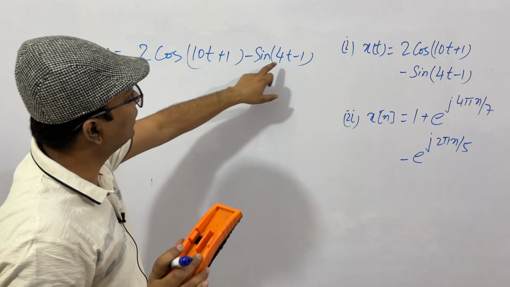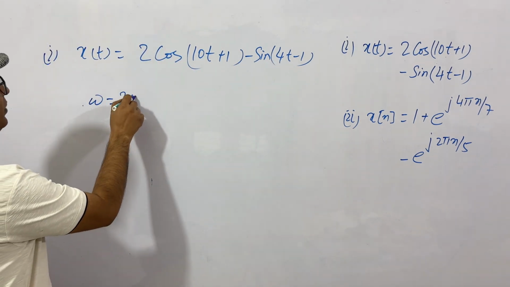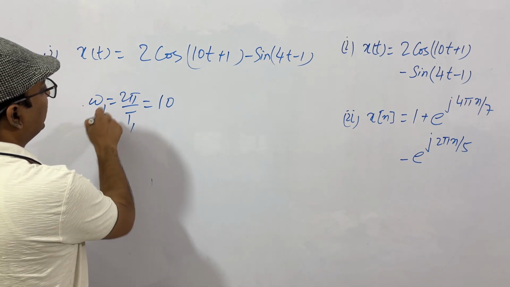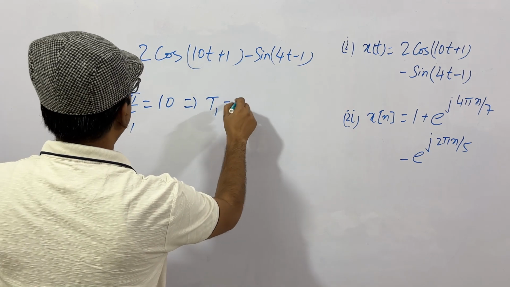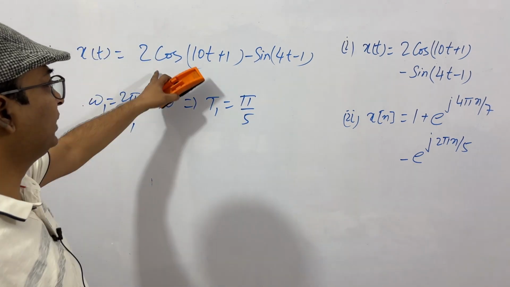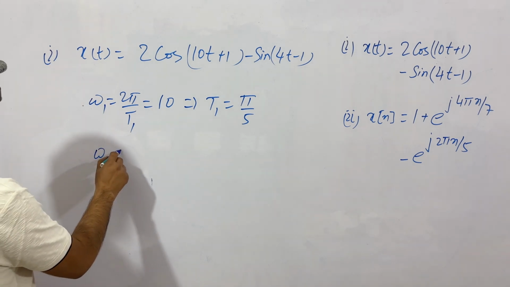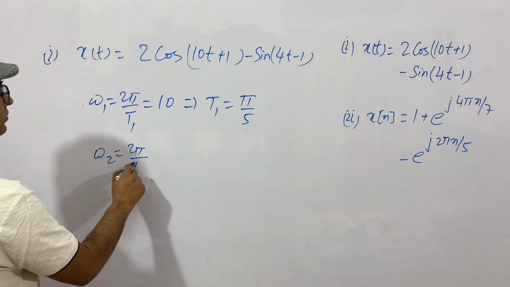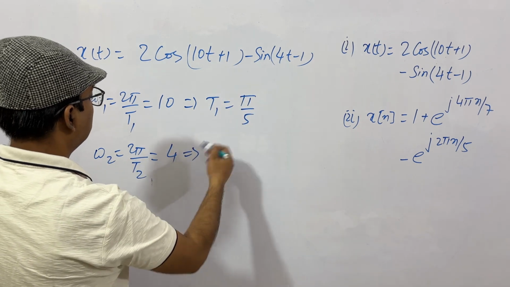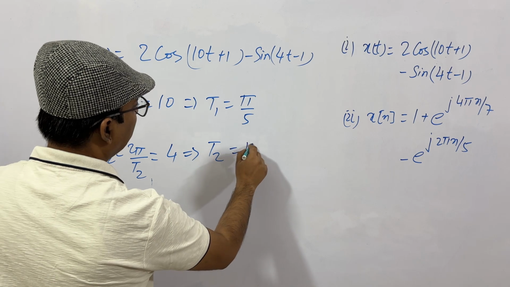We are concerned with this only. This is your omega, cos omega t. You know omega is 2 pi by T. Here for the first signal it is 10. Let's say this is T1. So what do you get? T1 is equal to 2 pi by 10, that is pi by 5. Okay, so the time period for the first signal is pi by 5, and for the second it is 4, see, 4t. So T2 is 2 pi by 4, so this will be pi by 2.